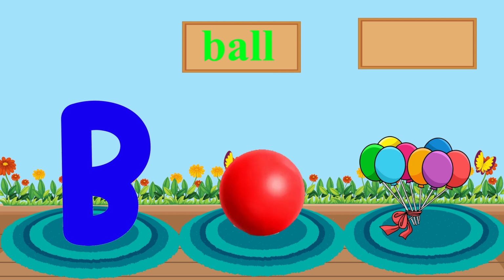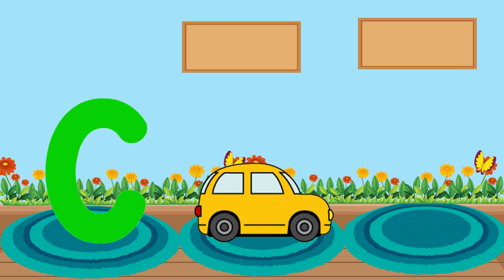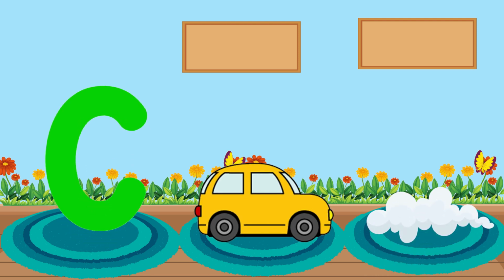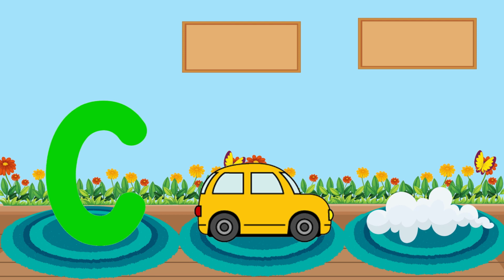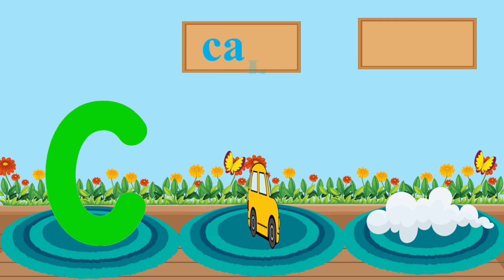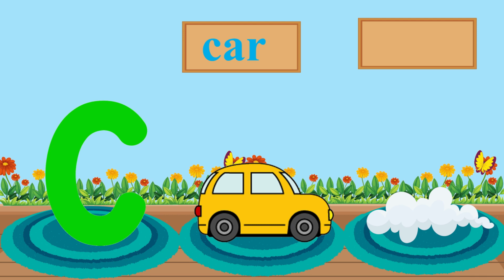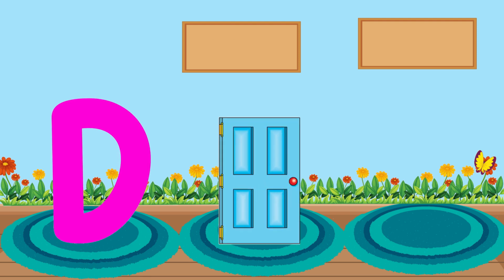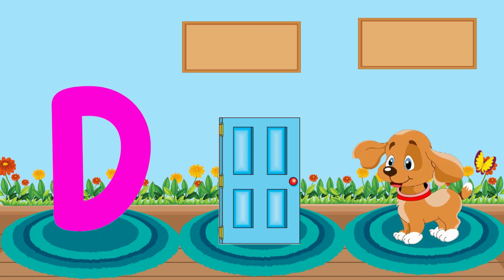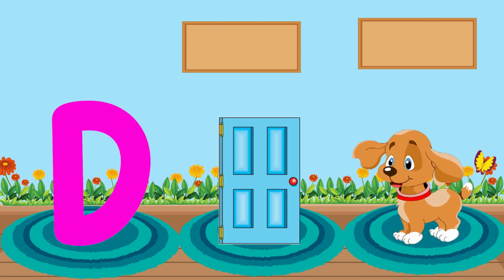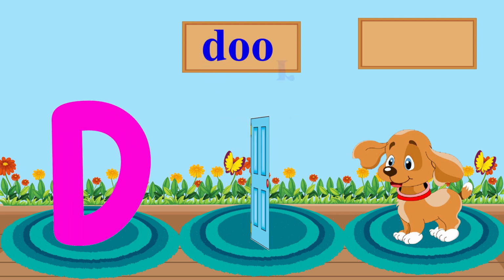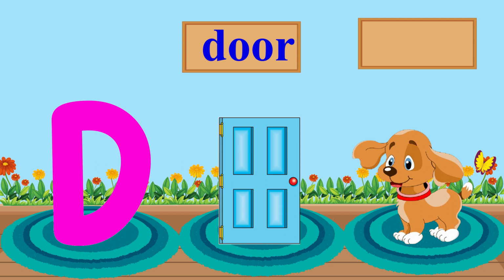B is for balloon. C is for car, car. C is for cloud, cloud. C is for cloud. C is for car. D is for door, door. D is for dog, dog. D is for door. D is for dog.